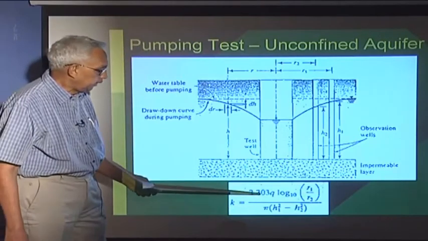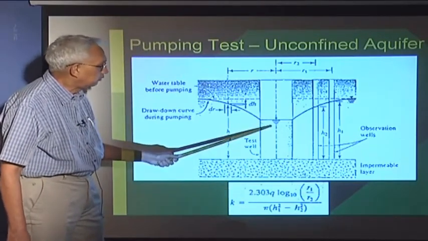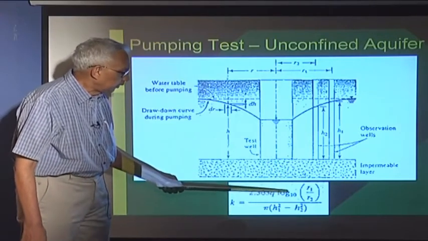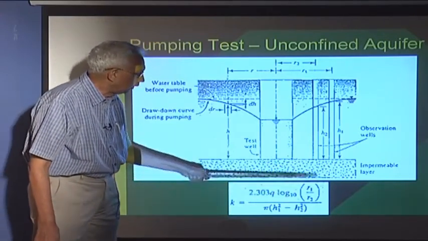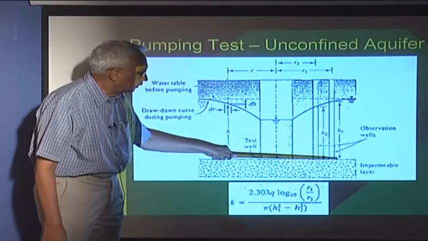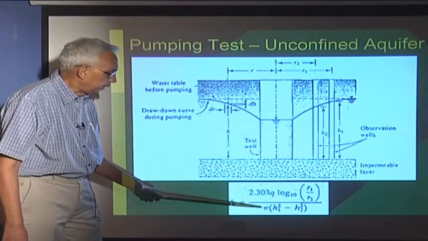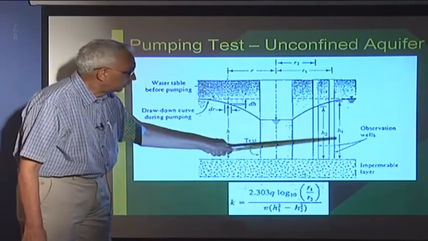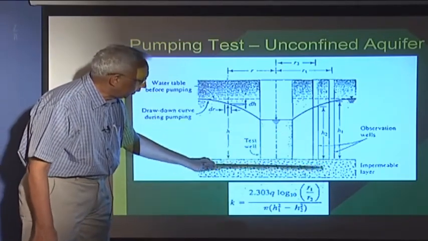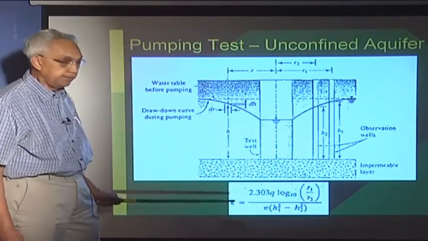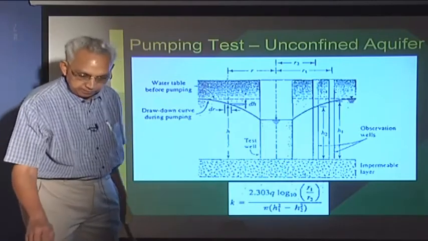Again, 2.3 times discharge. We are pumping, so you know how much the rate of discharge is. Log to the base 10 r1 by r2. r1 is to the point here, r2 is here, divided by pi into (h1 square minus h2 square). I have taken the datum here. This will give us the coefficient of permeability for an unconfined aquifer.